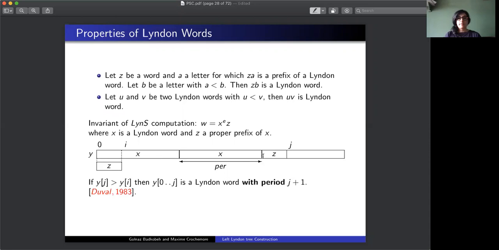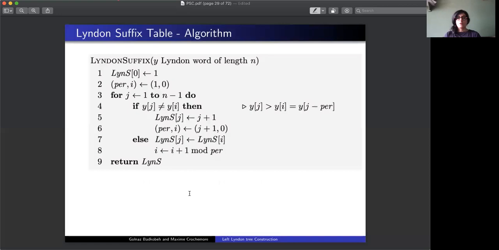So imagine you have processed and looked at the Y up to j minus 1. And now you are reading letter j here at j. It is enough to compare this letter with the letter that follows z at the beginning, the prefix. And if this new letter is bigger than the letter at position i, then you can establish that Y from 0 to j is a Lyndon word and its period is j plus 1. So this property closely connects Lyndon words and periodicity. So we use this and sequentially compute periods, and based on that build this table of Lyndon suffixes.